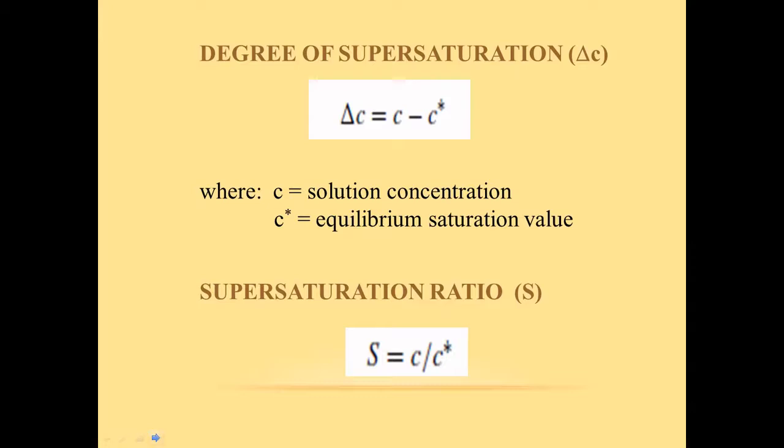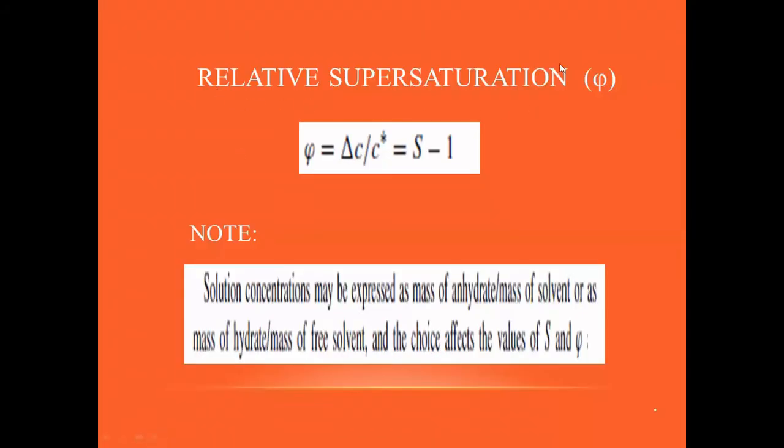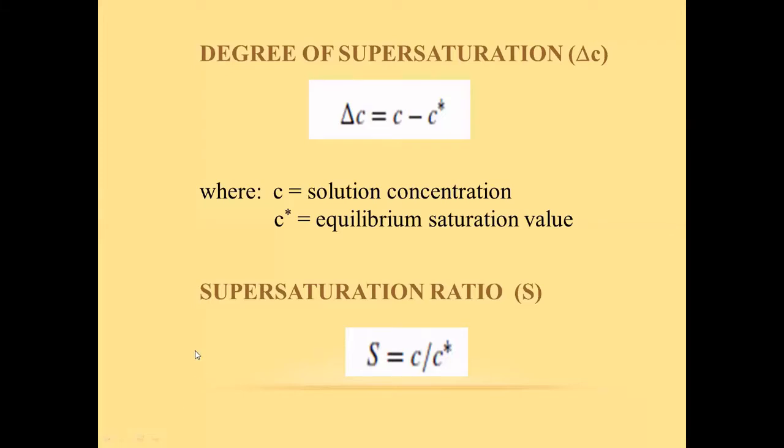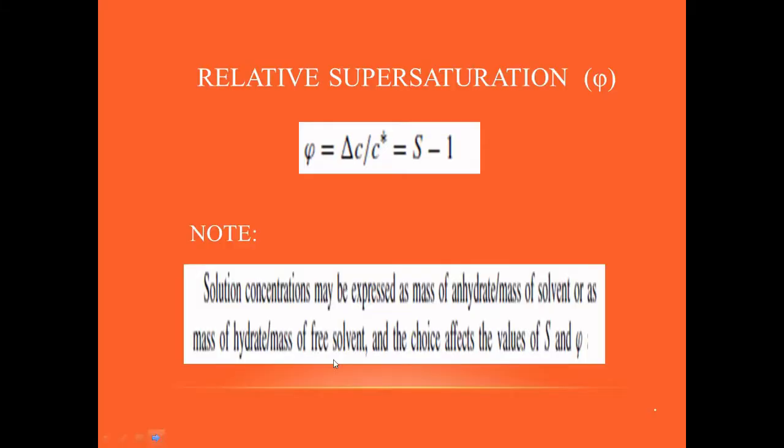Now, we also have another way of expressing it, which is the relative supersaturation. So how supersaturated it is, how much has it overshot the saturation value, and we compare it to that same thing. So the difference, the delta C, the degree of supersaturation, divided by the saturation value is your relative supersaturation. Or if you already have the supersaturation ratio, you just subtract 1 from it. That's the relative supersaturation already.